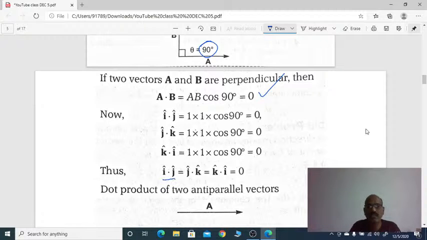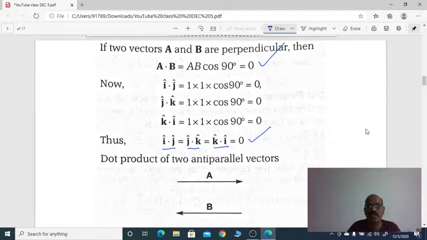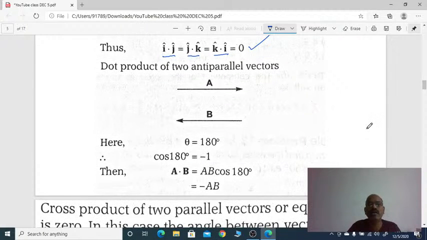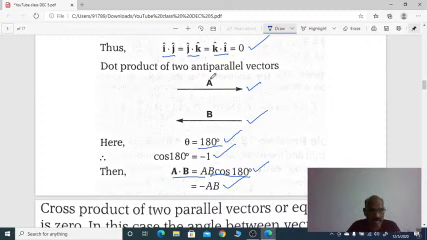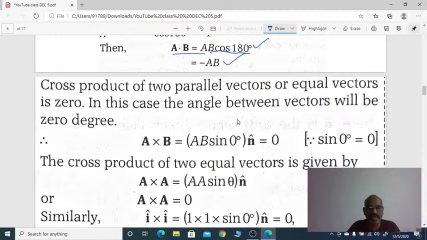I dot j, j dot k, k dot i is 0. See that, right? So the dot product of two anti-parallel vectors. See here, the two vectors are anti-parallel. The angle between them, theta, equals 180 degrees, right? So cos 180 degrees equals minus 1. A dot B equals AB cos 180, so minus AB. So for the dot product of anti-parallel vectors, the angle between them is pi, 180 degrees.